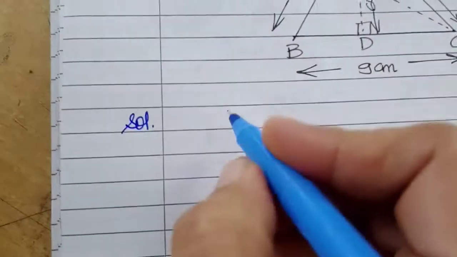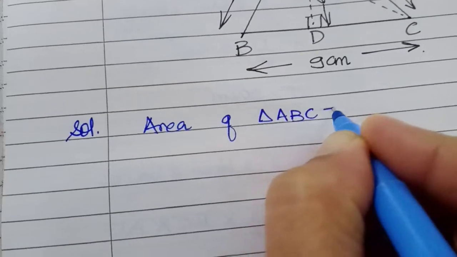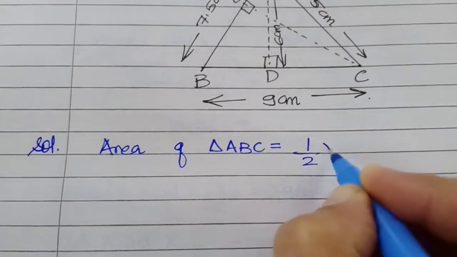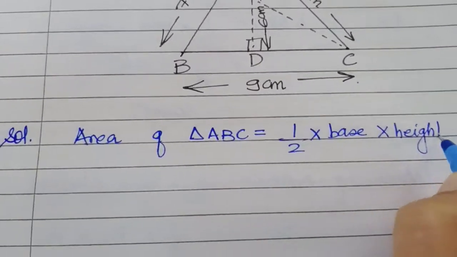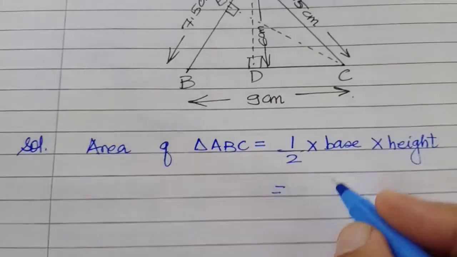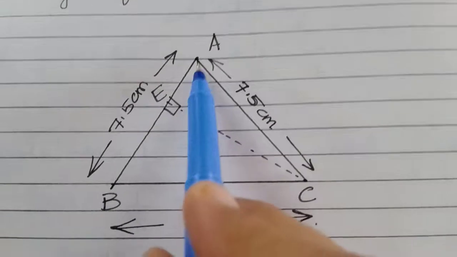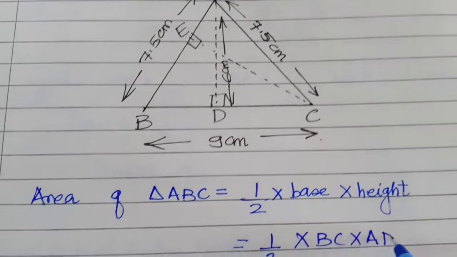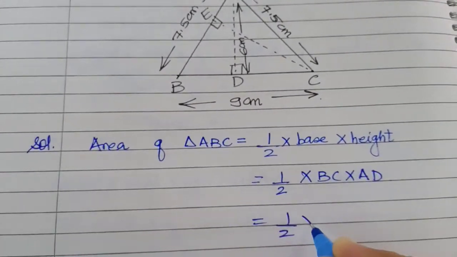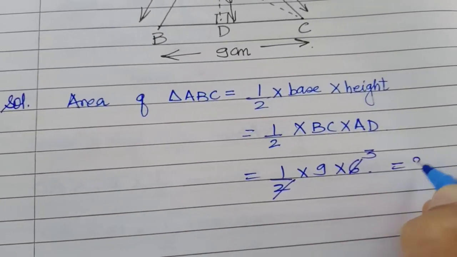So let's calculate the area of triangle ABC. Area of triangle ABC is equals to half base into height. That is equals to half. If I take base as BC, altitude will be the AD which is falling on it. BC into AD. And BC over here is 9. AD over here is 6. 2 3s are 6 and I get it as 27 centimeters square.